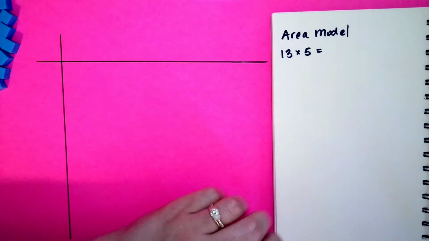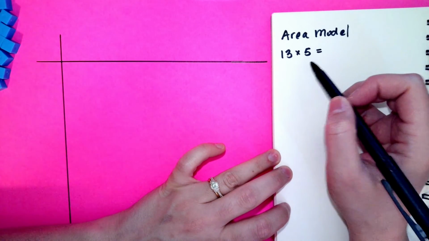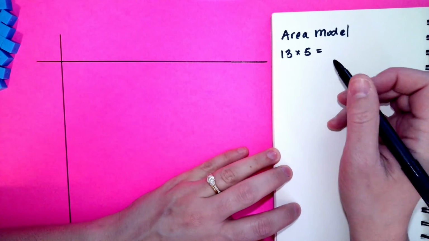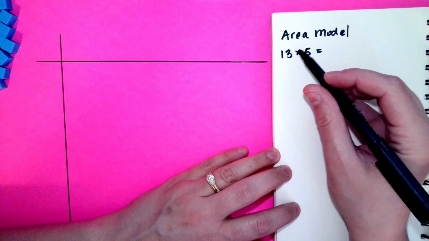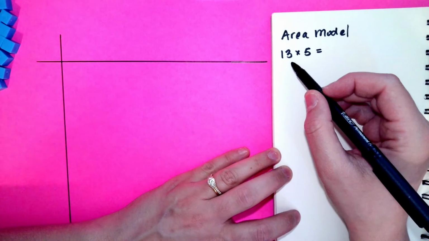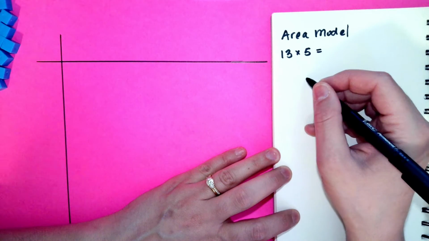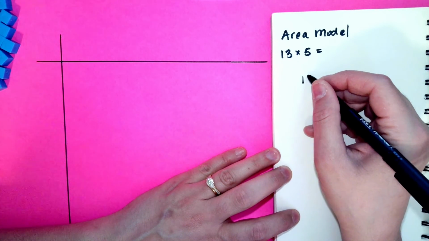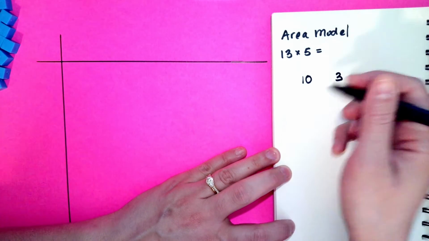Okay, we are going to use the area model strategy to multiply 13 times 5. So the first step in using the area model strategy is to decompose our terms into tens and ones. Our first term is 13. So to decompose 13 into tens and ones, you know that 13 has 1 ten and 3 ones.